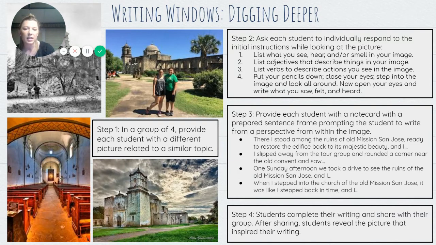Without the kids seeing their pictures, they read their little story or synopsis that they've come up with based on their sentence stems. Another thing you could do, after they've done this and as they're sharing, is have the pictures mixed up on the table and the kids have to guess whose perspective it's written from, or which picture. So I like Writing Windows. It's a good structured writing activity.